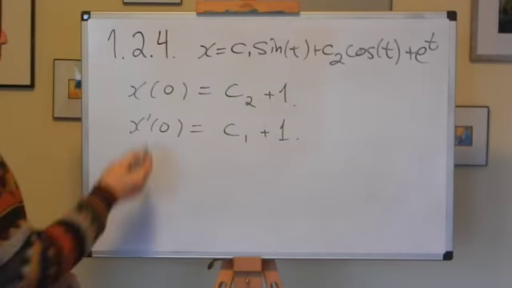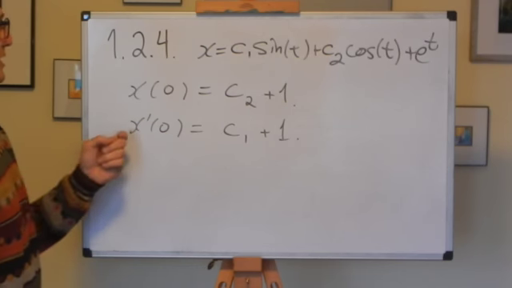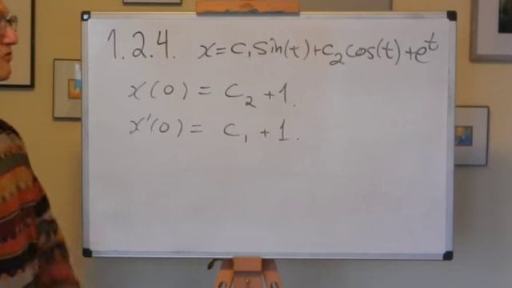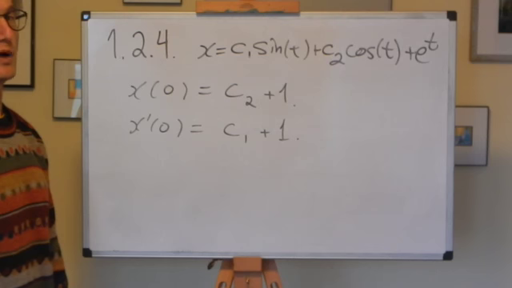So those are the initial conditions, and you can see that we can match. We can choose c1 and c2 to match any value of x at 0 that we want, and every value of x prime at 0 that we want. And of course, the second derivative is determined by the first two.